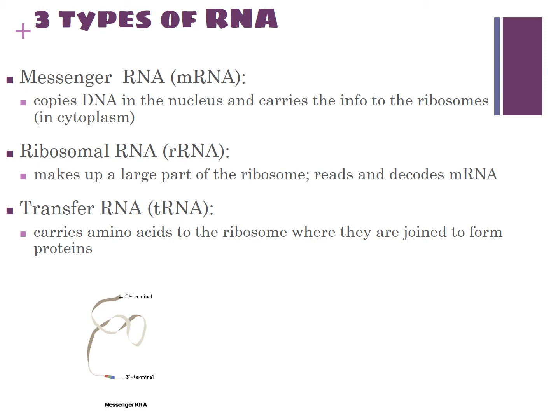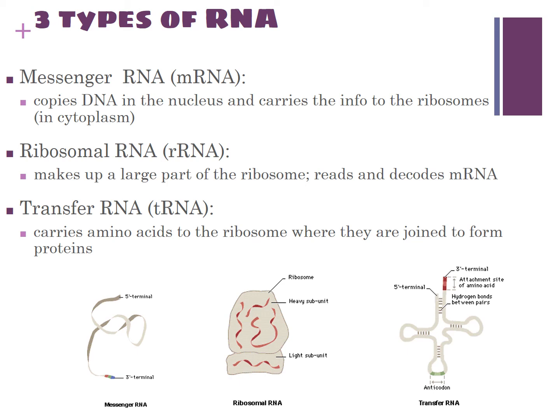If you look at the bottom of the slide, you'll see a picture of messenger RNA, which is single-stranded and small. It is small enough to fit through that nuclear pore and take the DNA's message out into the cytoplasm. You have ribosomal RNA, which makes up the ribosome. And finally, you have transfer RNA. And notice, if you look at that picture, you'll see that at the bottom there's an anticodon, which is a set of bases. And at the top, that red piece is where the amino acid will attach.